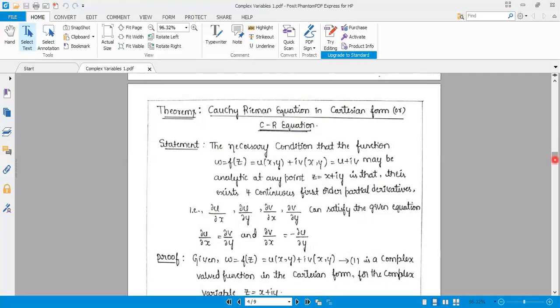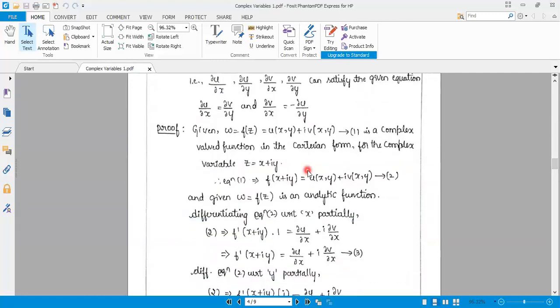Now let us see the proof of this. We are going to prove the CR equations in the Cartesian form. Now write the complex valued function w equals f of z equals u plus iv, and z equals x plus iy.